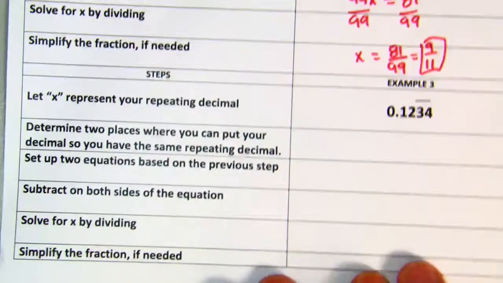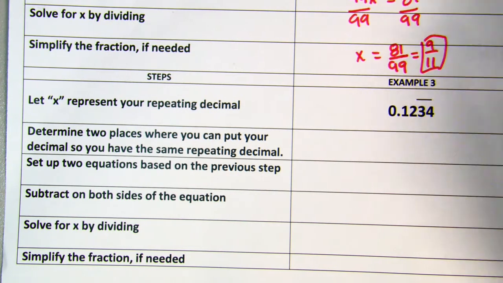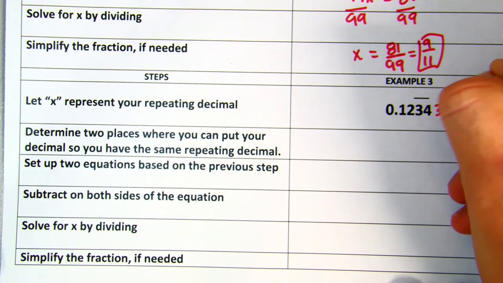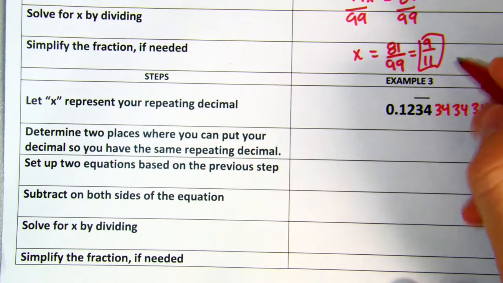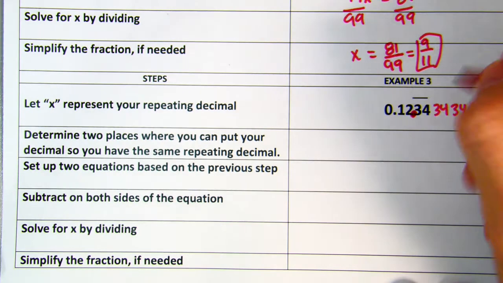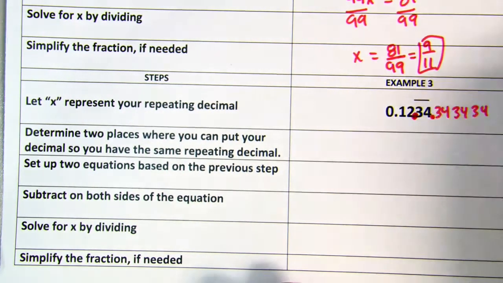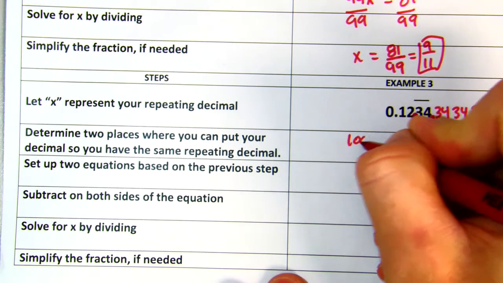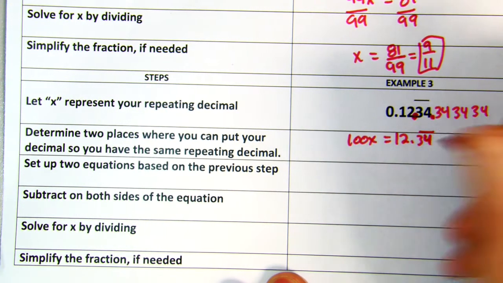Alright, number 3, we have 0.1234. My 3 4 is repeating, so I'm just going to go ahead and write 3 4, 3 4, 3 4, just to remember that. Okay, so I need my decimal here once before the 3 4 and once after the 3 4. So in order to get my decimal over to before the 3 4, I need to multiply by 100. So 100x is going to equal 12.34 repeating.